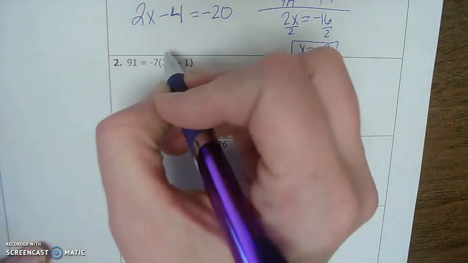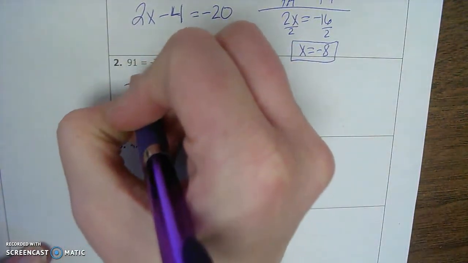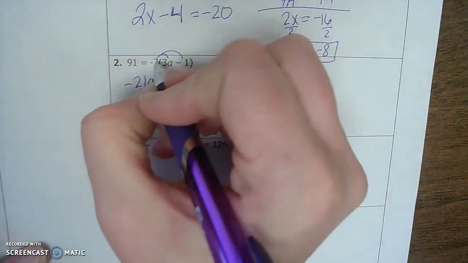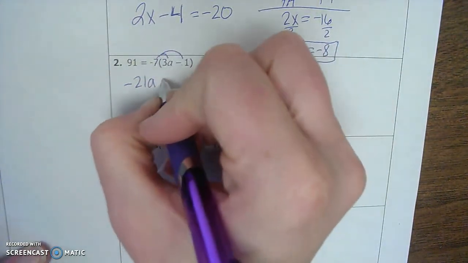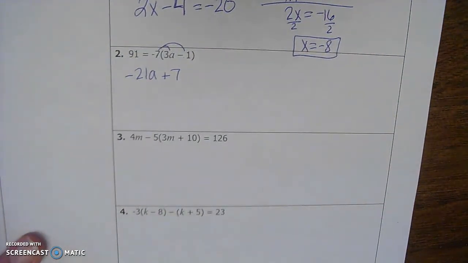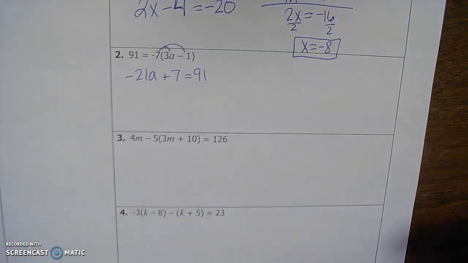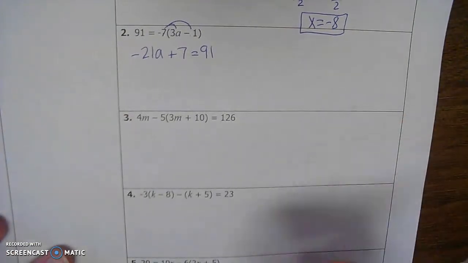Number 2, we're going to start with distributing the negative 7. I'm actually going to flip it at the same time. So I'm going to write this as negative 21a, negative 7, and negative 1 is plus 7. So you have to be really careful of those negatives. Equals 91. Again, it's just something I always prefer to have my variable on the left-hand side. So I'm actually going to switch it right away.